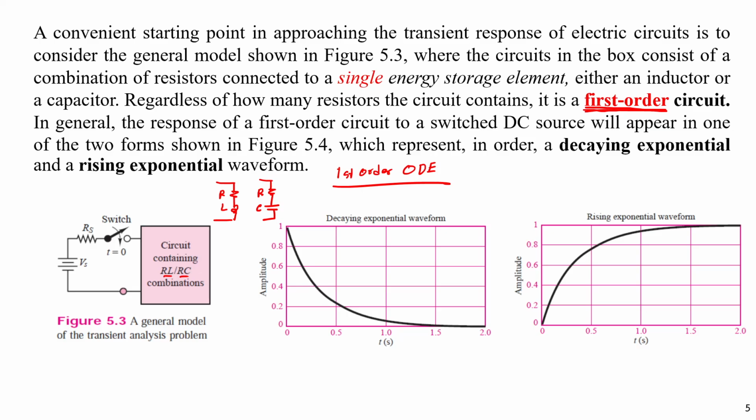And the result may be in this shape, a decreasing exponential waveform or a rising exponential waveform. This is an exponential form. E to the minus t, or maybe some value C, right? This is C e to the minus at, or 1 minus, just like this.